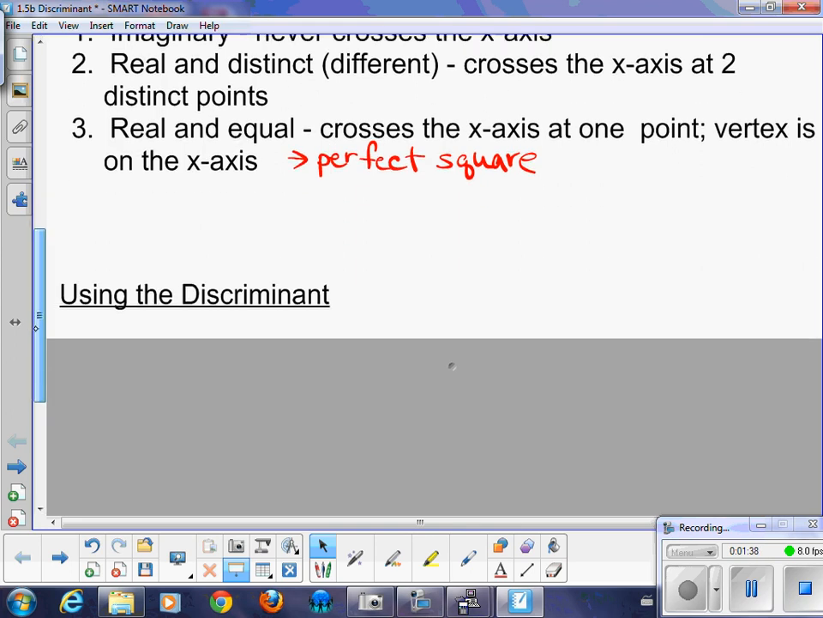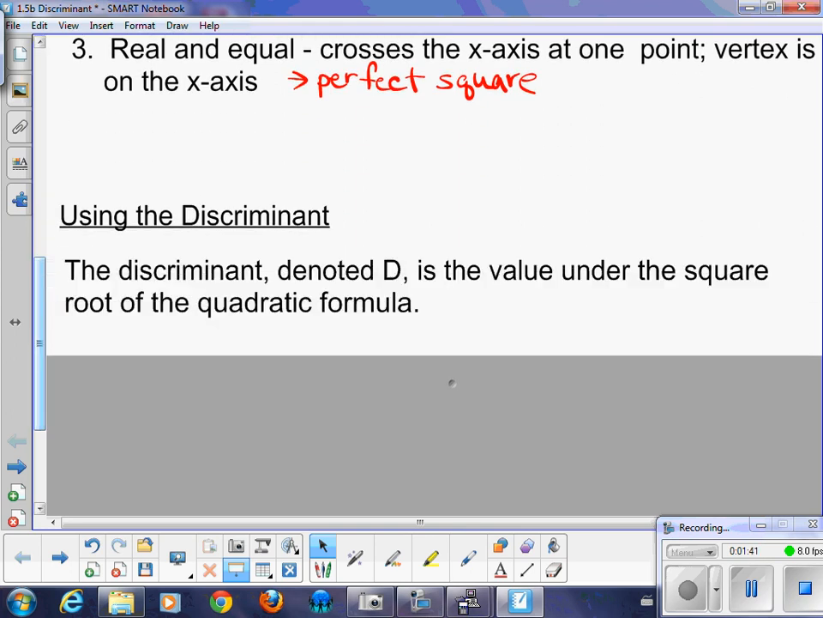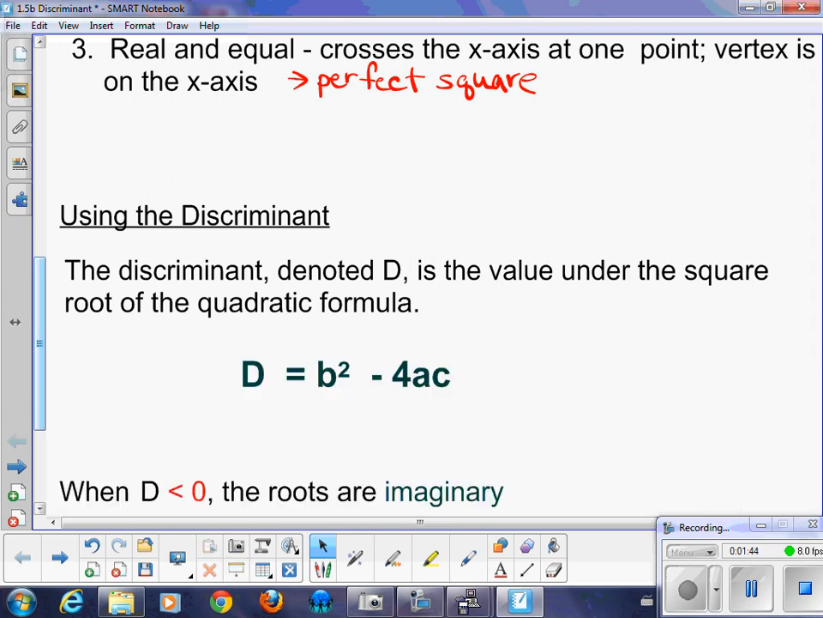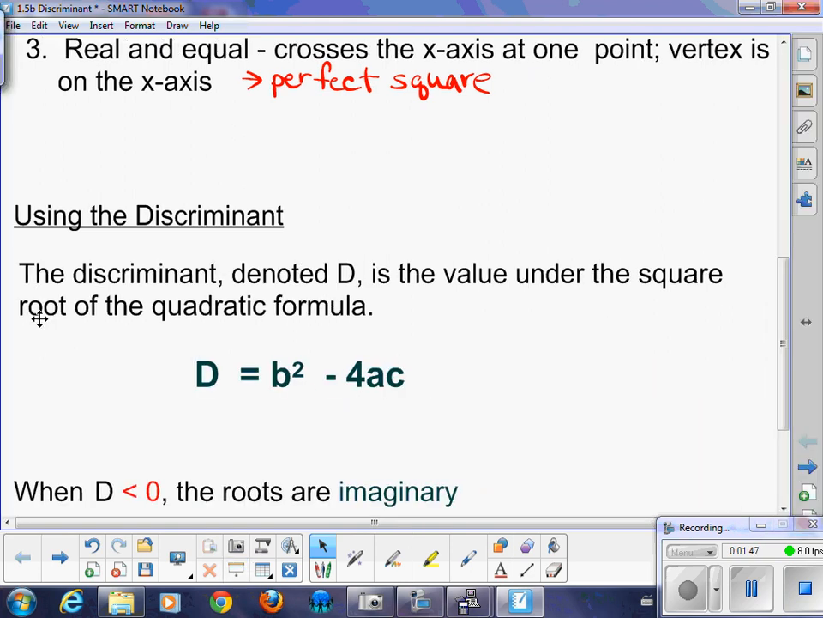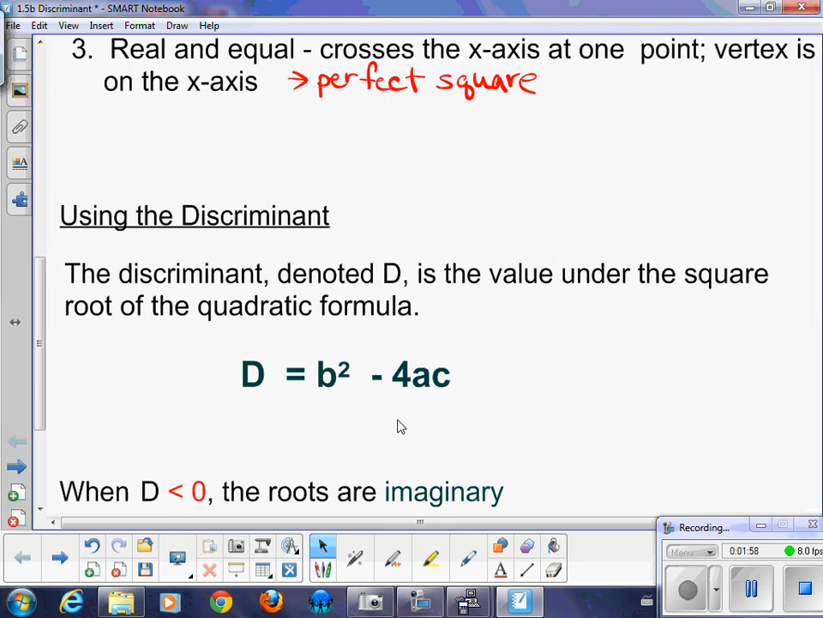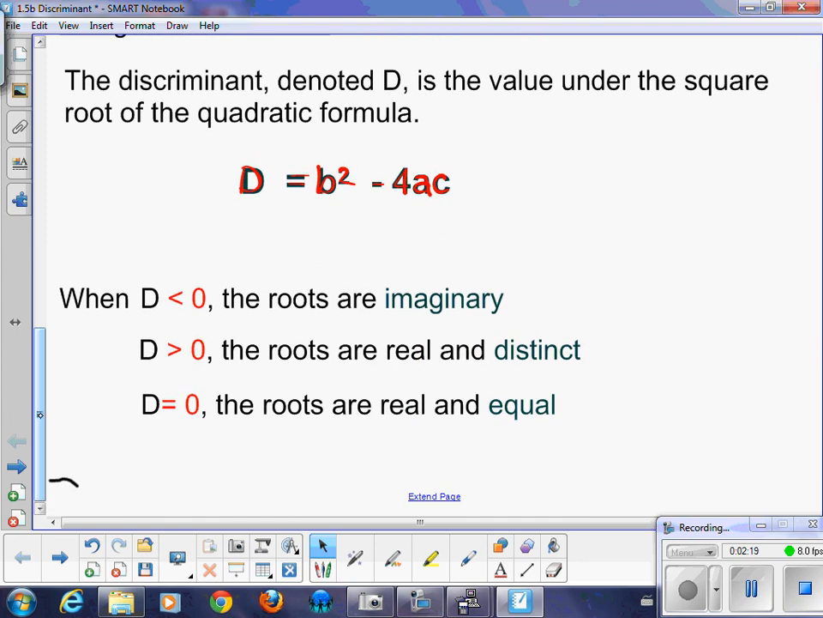So let's take a look at using the discriminant. The discriminant is the value under the square root of the quadratic formula. Notice it says D equals b squared minus 4ac. There is not a square root around this. The discriminant is what is underneath the square root, but it doesn't include the square root sign, so it's not a radical.